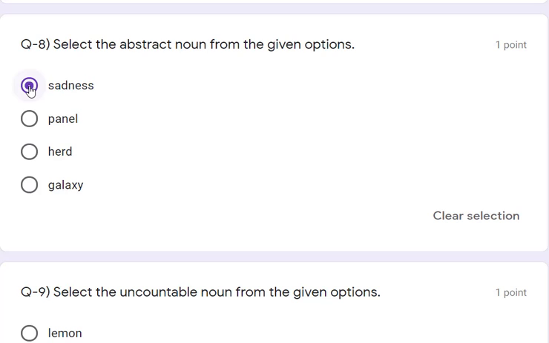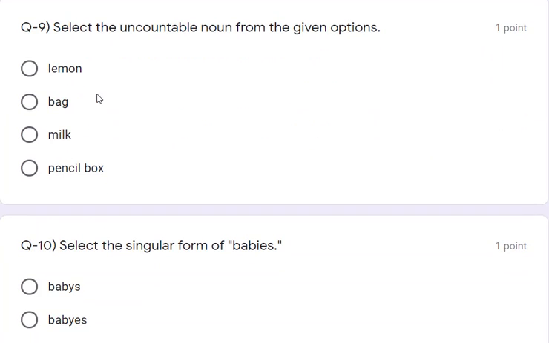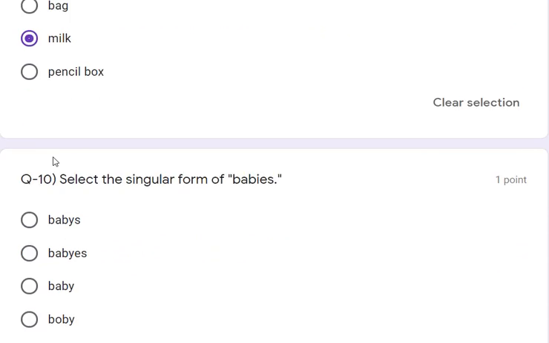Okay, students. Let's see question 9. Select the uncountable noun from the given option. What we need to do? We need to select the uncountable noun. Lemon, bag, milk, pencil. Lemon we can count. Bag we can count. Pencil box also we can count. So, remaining is the milk. Milk is the correct answer.